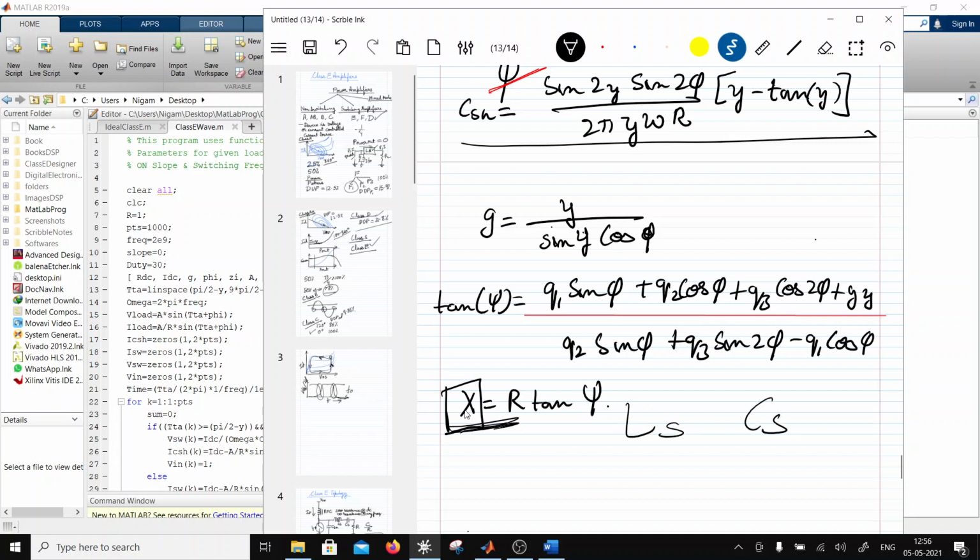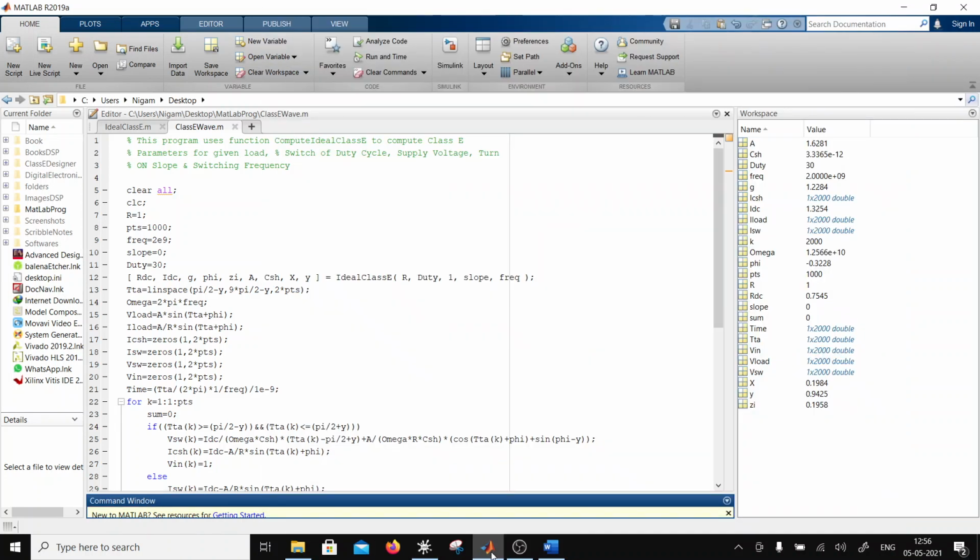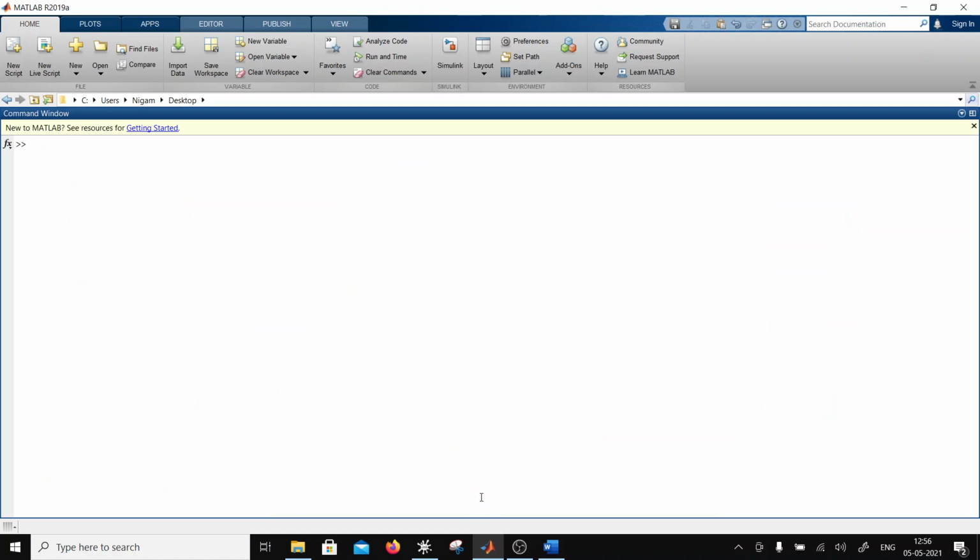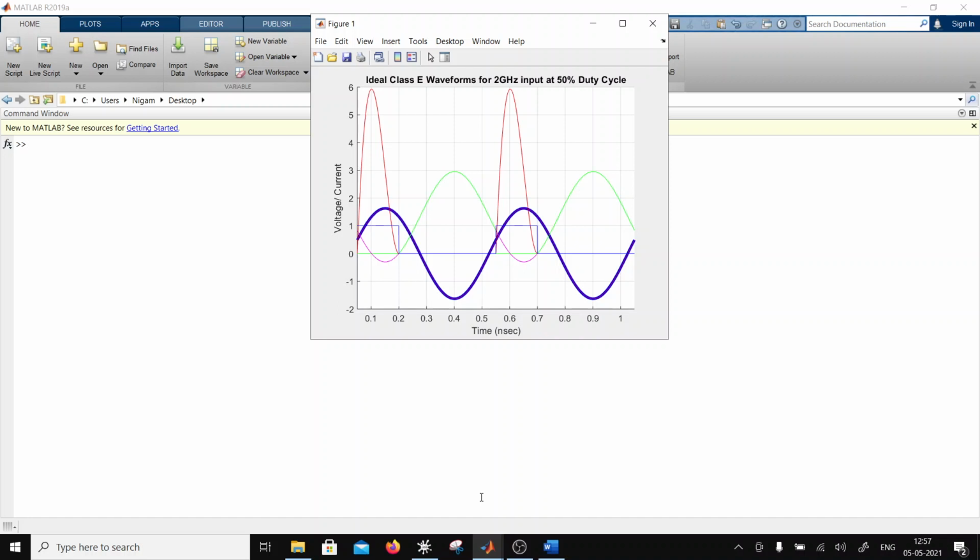So once you specify a Q, then you will be able to find LS and CS. But still here you will be able to design it. Why will you be able to design it? So let's say, okay, let's say over here, right? So still you will be able to design it.